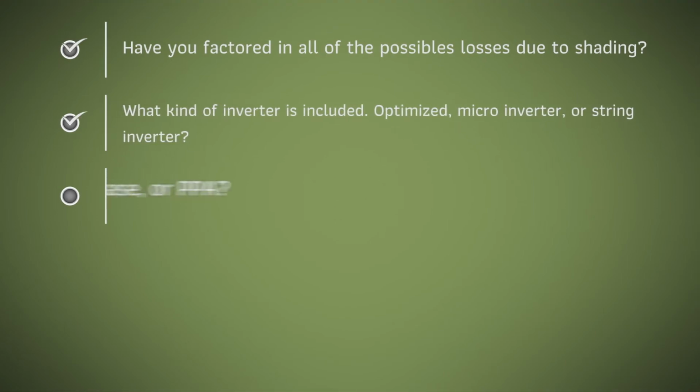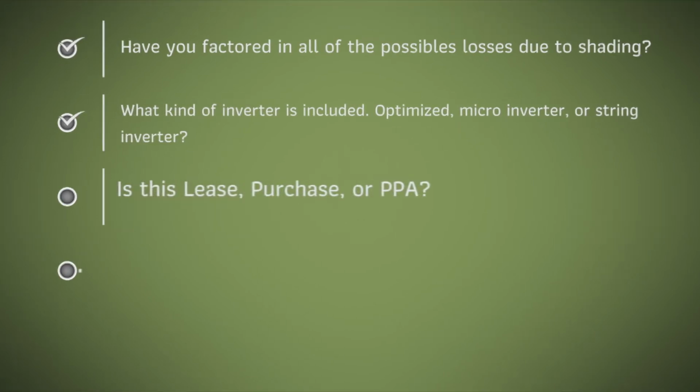The next question that we're going to ask is, how do I pay for these panels? Is it a lease, a purchase, or a PPA? PPA stands for Power Purchase Agreement. Both leases and PPAs, you are not the owner of the system. The company installing or leasing the equipment owns the equipment, and you pay for the power that it produces.